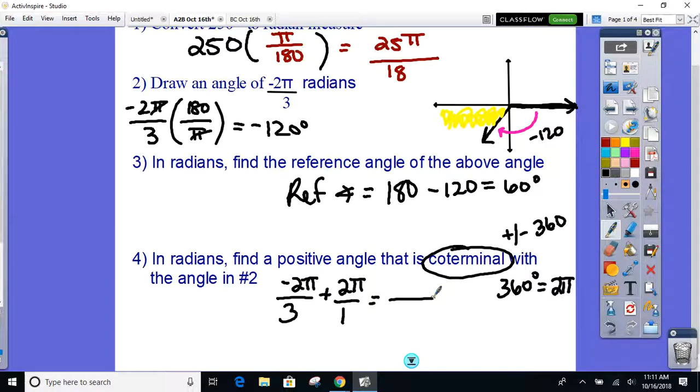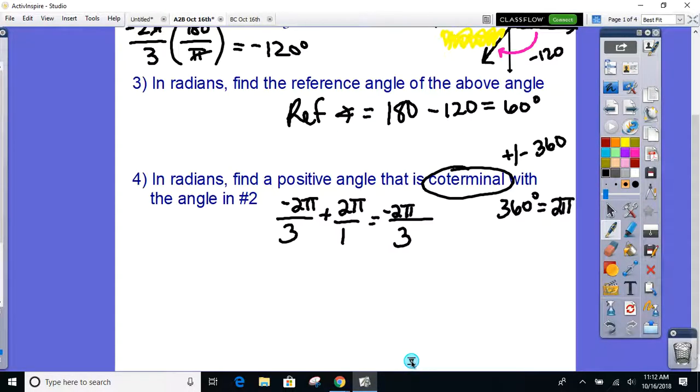Get a common denominator of what? 3. So negative 2 pi. And then what would I multiply this fraction by? Because my denominator is 1 here. What could I have multiplied that by? 3. So this would have been 6 pi on top. And we would have gotten 4 pi over 3. I don't know if that's what you ended up with, but all right.